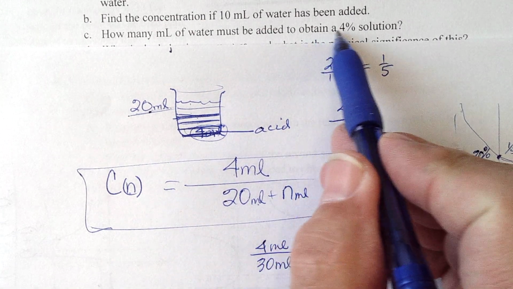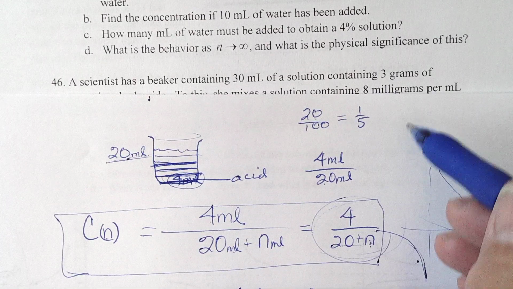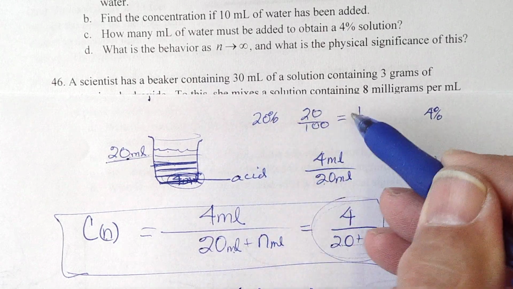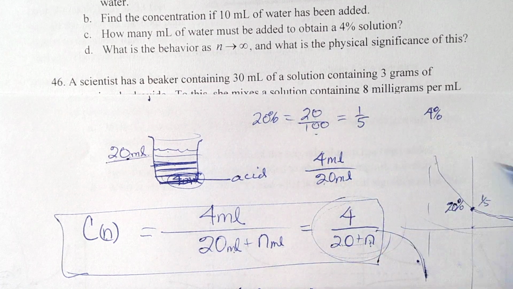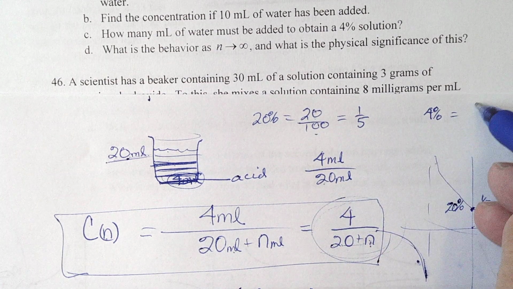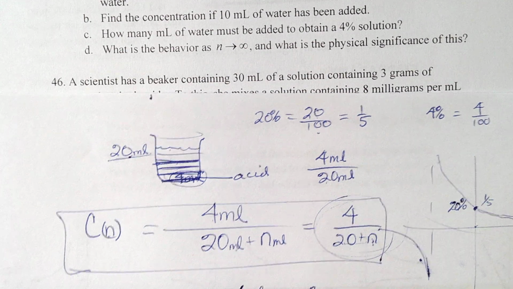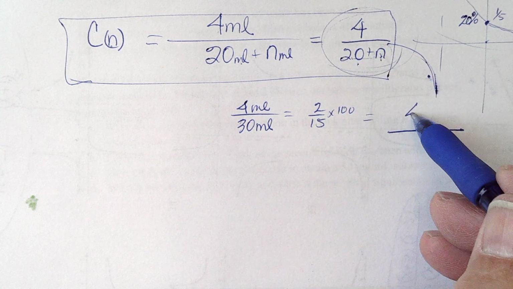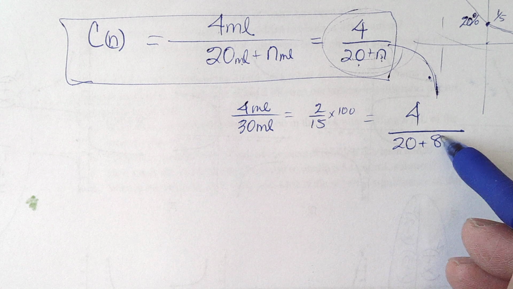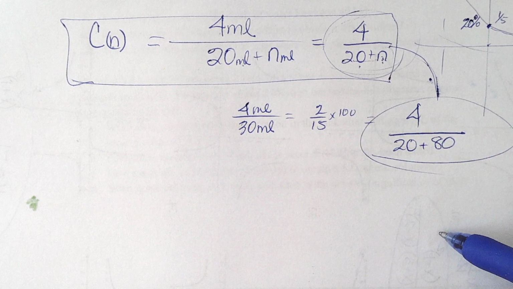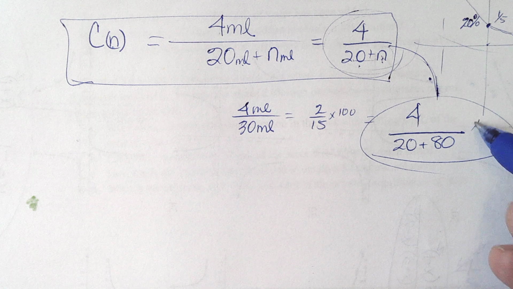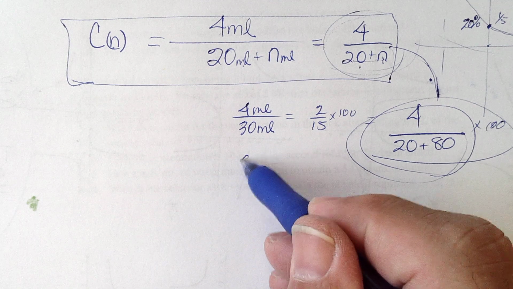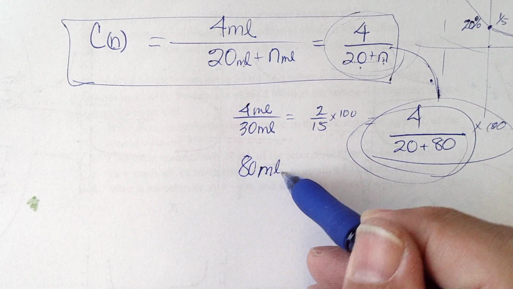And what if we wanted to get a 4% solution? 20% was 20 parts in 100, or 1/5. 4% is 4 parts in 100. So if we're trying to get 4 out of 100, N would obviously have to be 80 to make a 4% solution. So we'd have to add 80 milliliters of water.